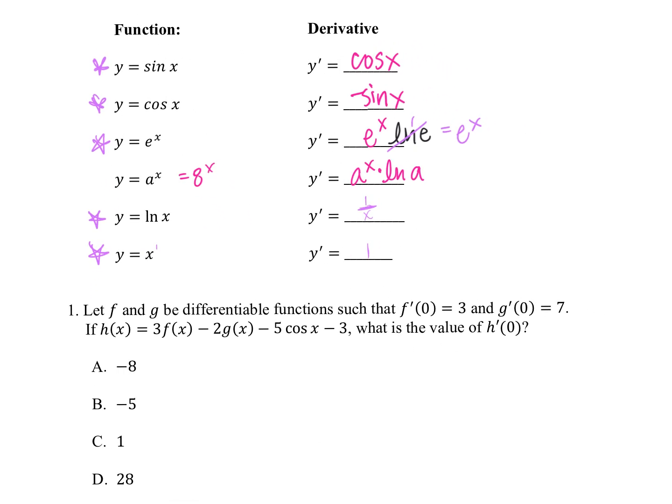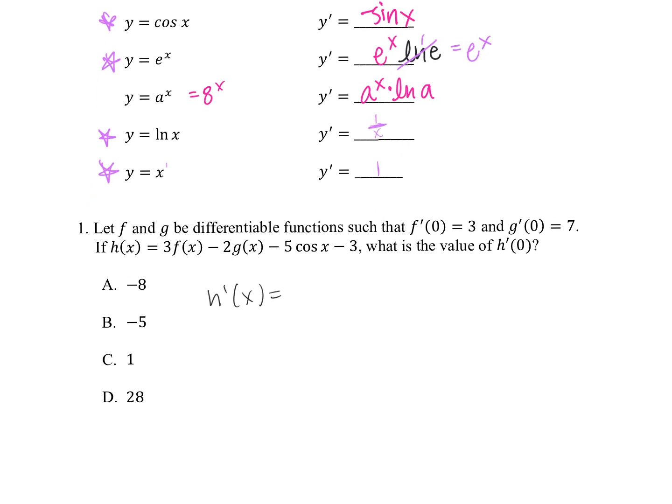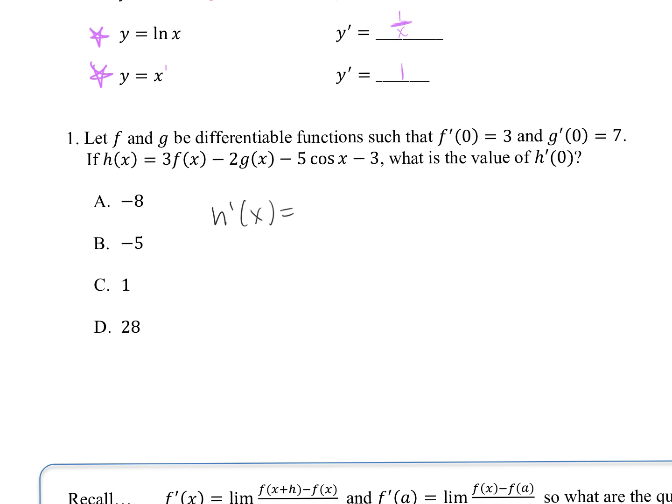Let f and g be differentiable functions. I gave us some info. We had a practice problem like this yesterday. If they wanted to know h prime of 0, let's first go find h prime of x. So h prime of x, when I've got 3 times f of x, that derivative is just 3 times f prime of x. What would the derivative of 2g of x be? 2g prime of x, agreed.